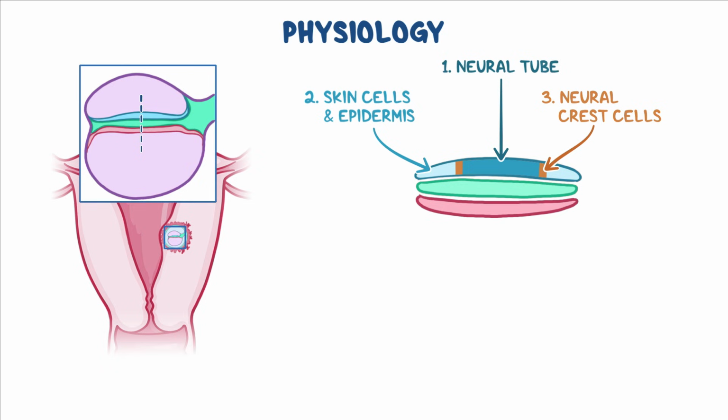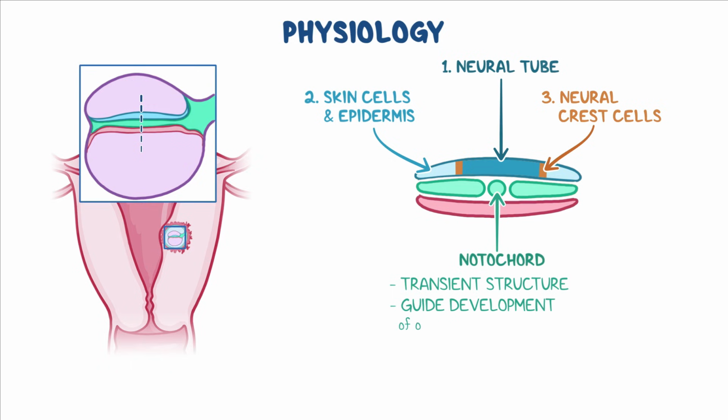The mesoderm, on the other hand, develops into a transient midline structure, called the notochord, which produces various signals that guide the development of other embryonic structures with respect to the midline.